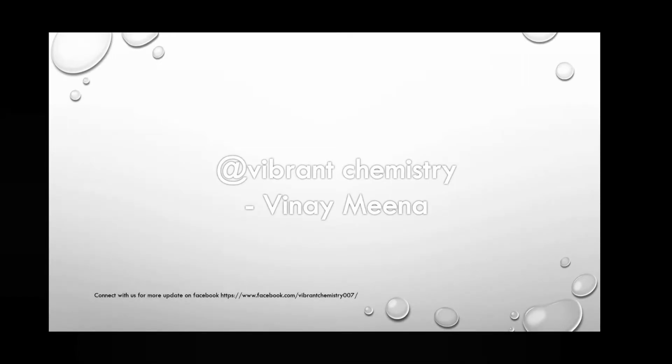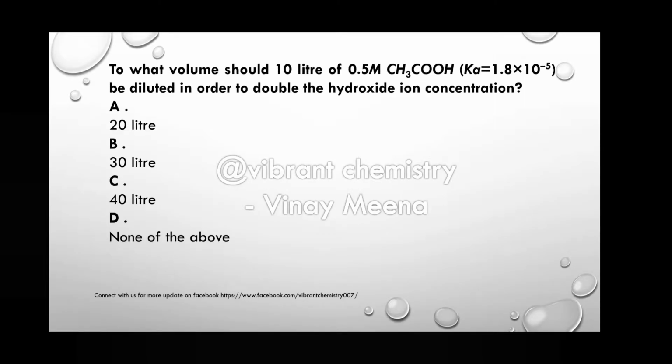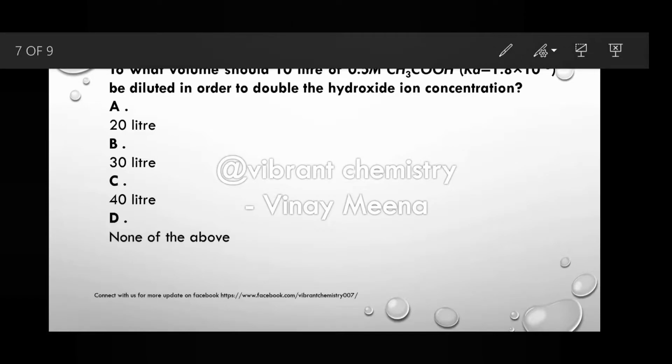So we are solving questions of ionic equilibrium and this is going to be another question on ionic equilibrium. The question says: to what volume should 10 liter of 0.5 M acetic acid having Ka 1.8 into 10 to the power minus 5 be diluted in order to double the hydroxide ion concentration. So in this question, we have the volume of acetic acid in liter, the molarity of the acetic acid, that is 0.5, and the Ka of the acetic acid. Let's go ahead and solve this question, guys.